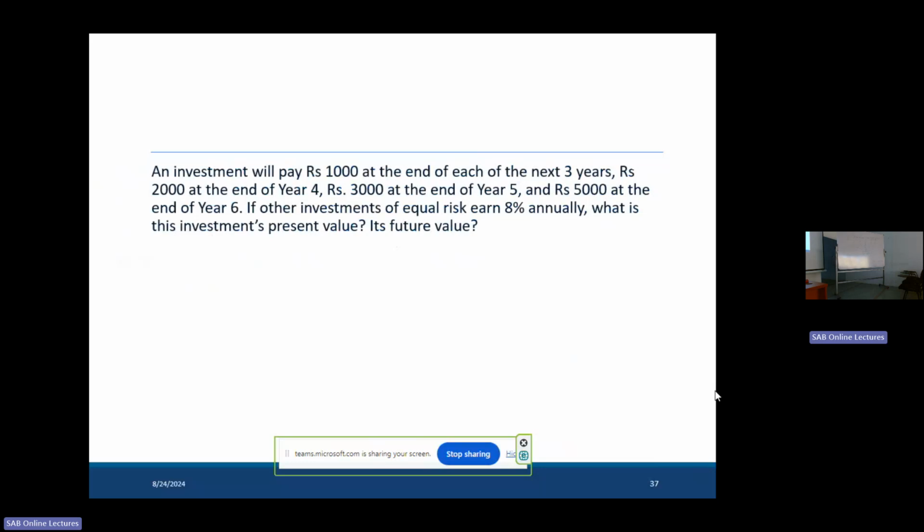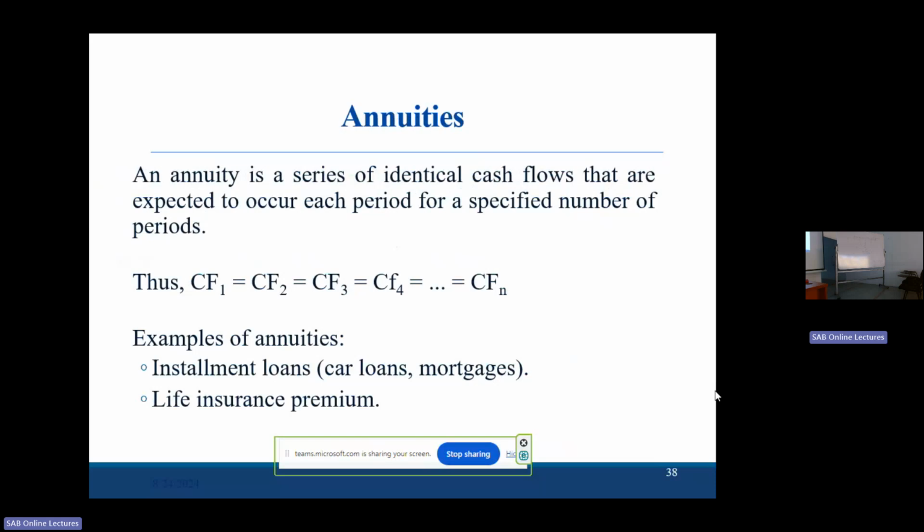You can do this one at home, right? Nothing difficult. This is an example for this multiple uneven type cash flow. You can manage. Annuities. Right? Annuities.